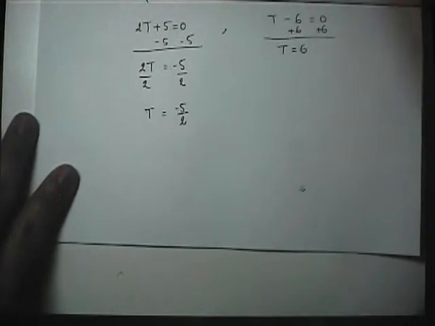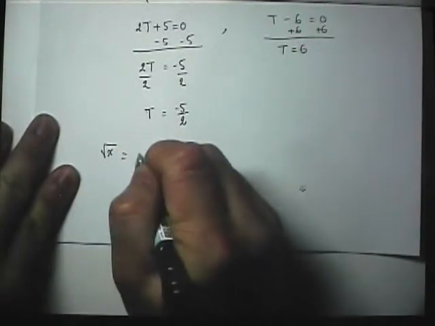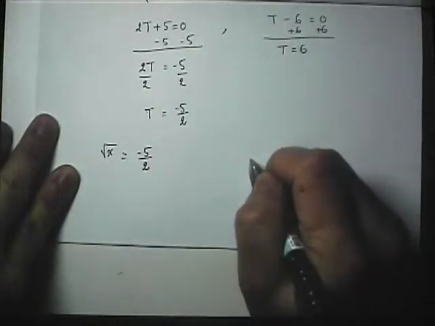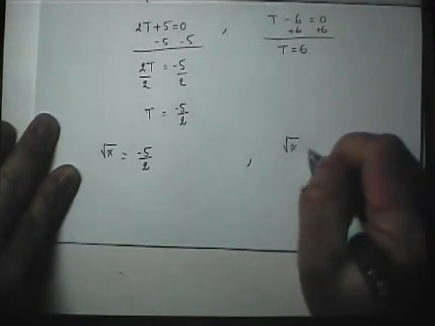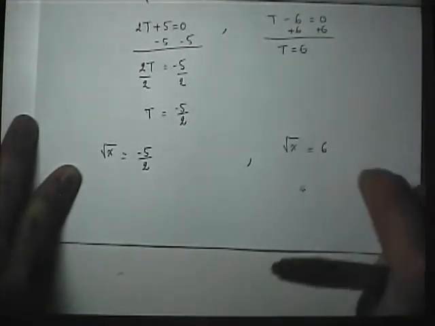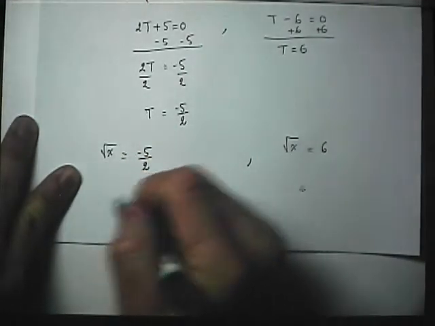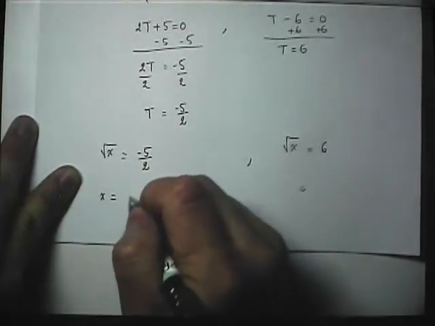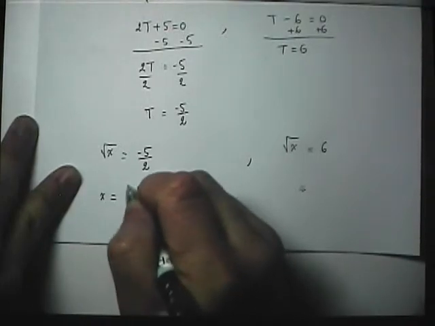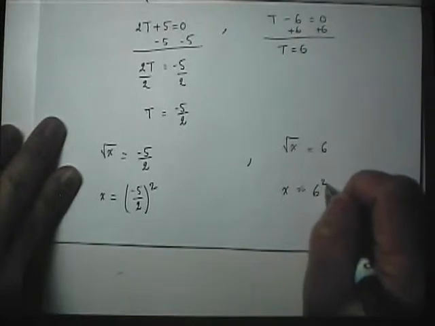So now, that means you can safely set the square root of x equals negative 5 over 2, and on the other hand, you can set the square root of x equals 6. Okay, so now to solve for each of these, all you have to do is square both sides and solve for x. So my x here is going to be negative 5 over 2 all squared, and then x equals 6 squared.